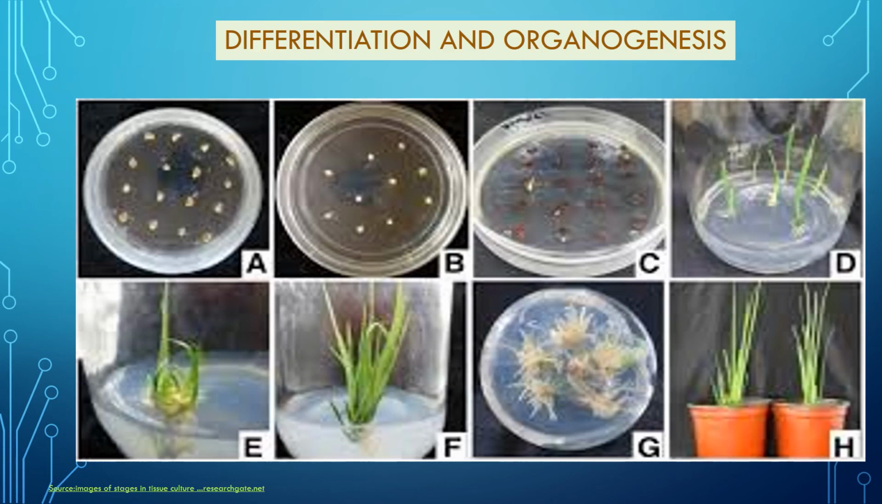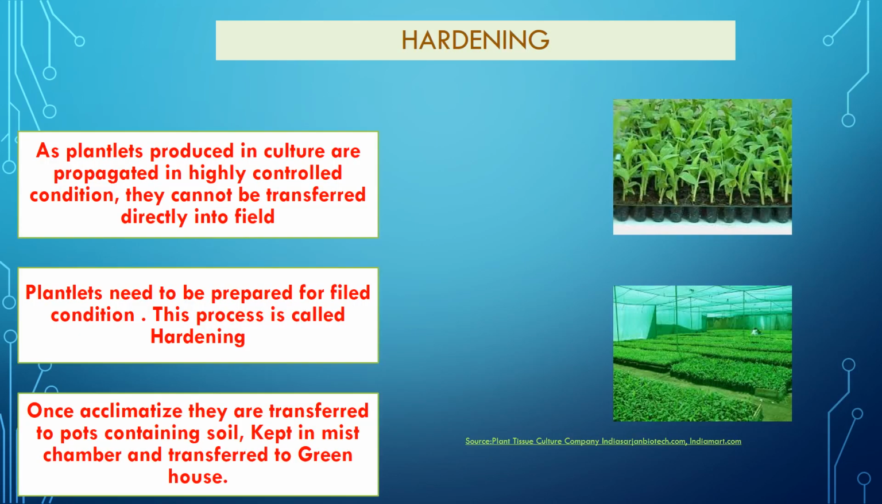This picture shows how the inorganic substances, organic substances, vitamins, amino acids, growth regulators and some other innate supporting materials help in the development of an explant to form a callus. From the callus, they are differentiated into root and shoot, and at last the organogenesis takes place. Finally, the plantlets have developed. After differentiation and organogenesis process, plantlets are developed.